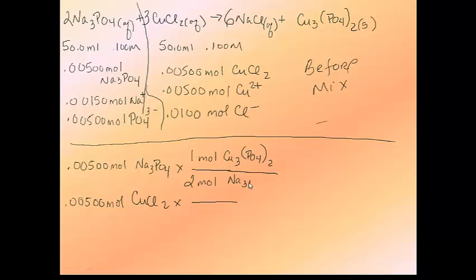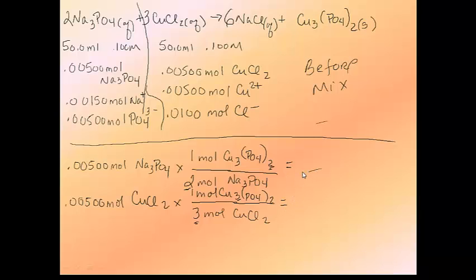According to the balanced chemical equation, for every 1 mole of copper phosphate, I need 2 moles of sodium phosphate. For every 1 mole of the copper phosphate, I need 3 moles of the copper chloride. Notice this 2 correlates to this 2, and this 3 correlates to this 3. In order to make copper phosphate, you need 3 coppers and 2 phosphates. So it goes together.